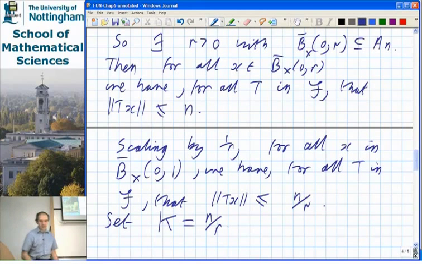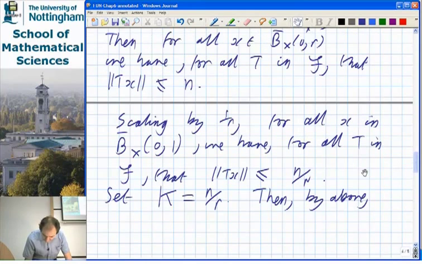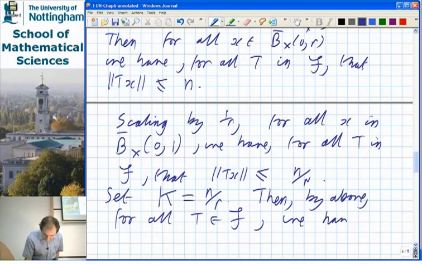And then we see that for every T in F, the operator norm of T is at most capital K by above. For all T in your family, we have the operator norm of T is at most K. And we're finished.